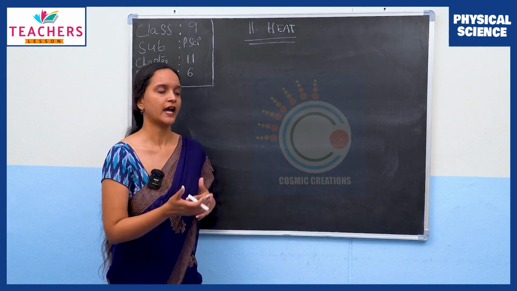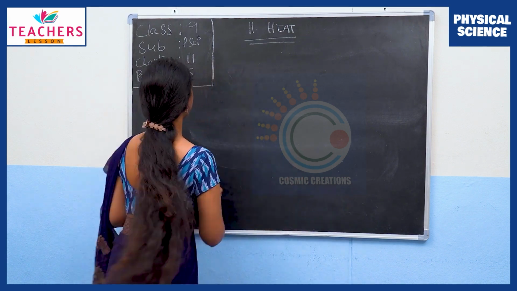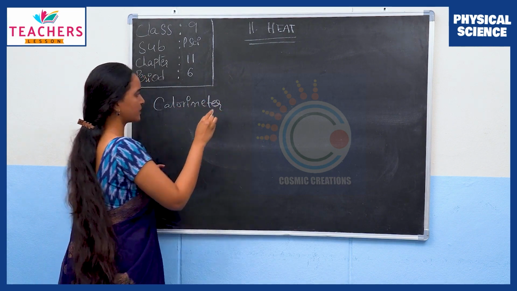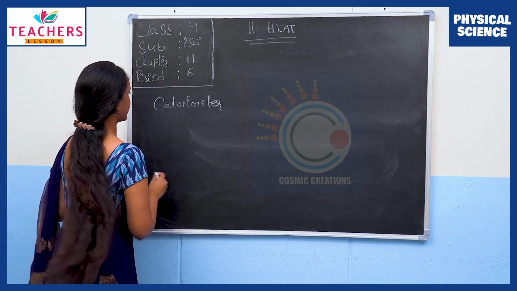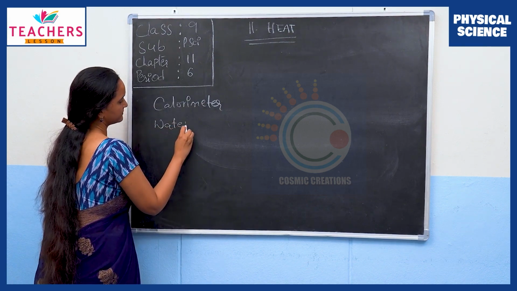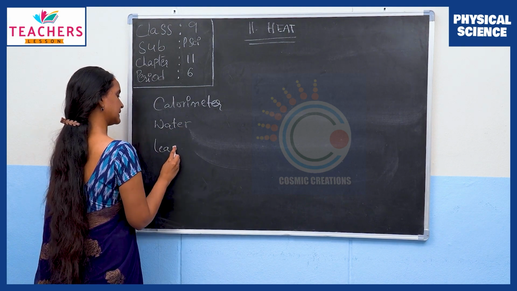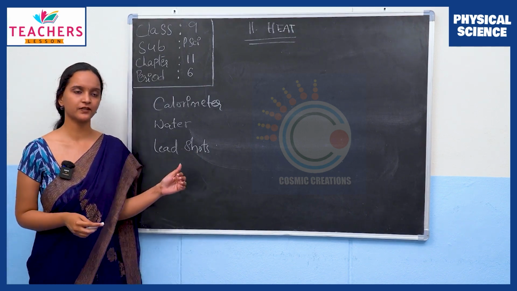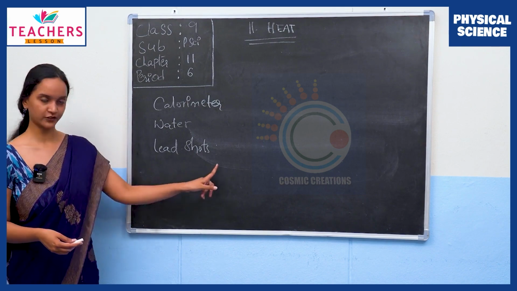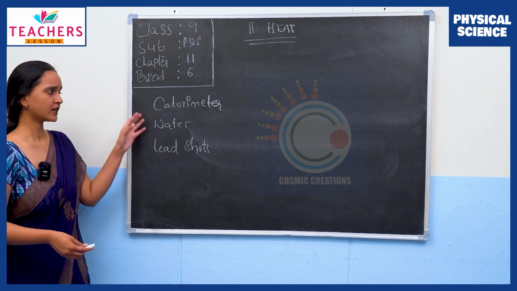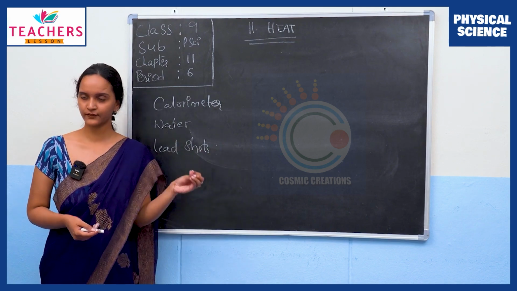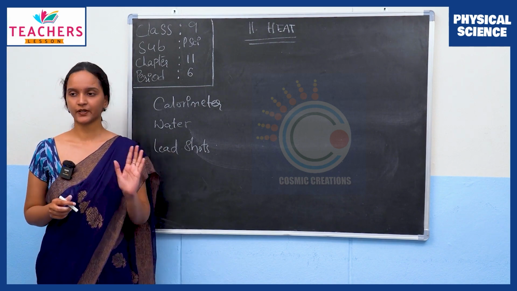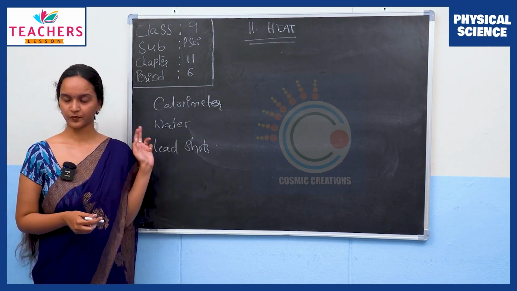To carry out this experiment, we need a calorimeter. What is a calorimeter? We'll get to that in a minute. We also need some water and lead shots. At the end of the experiment, we are going to find out the specific heat of the lead shots. A calorimeter is an instrument which is used to make heat measurements, or to measure temperature.